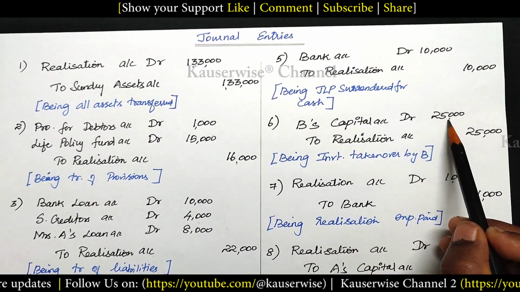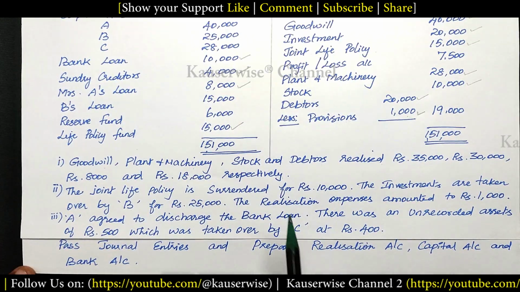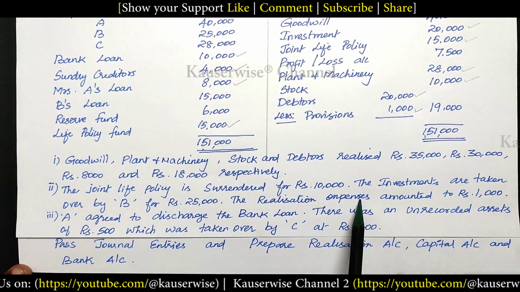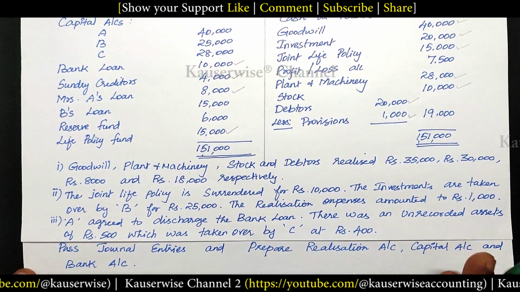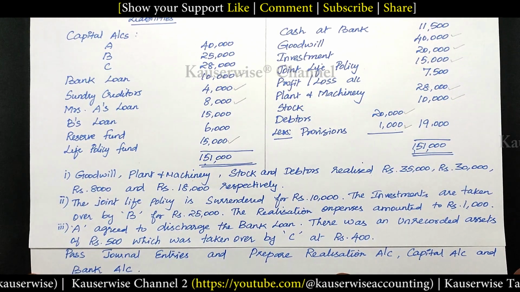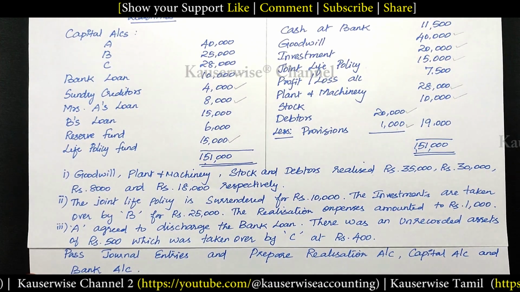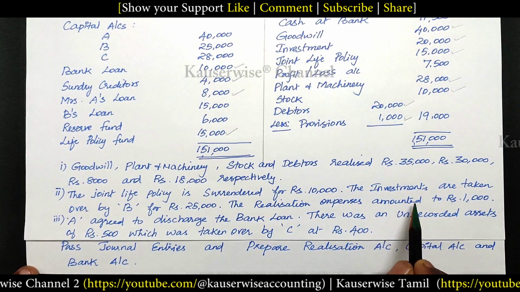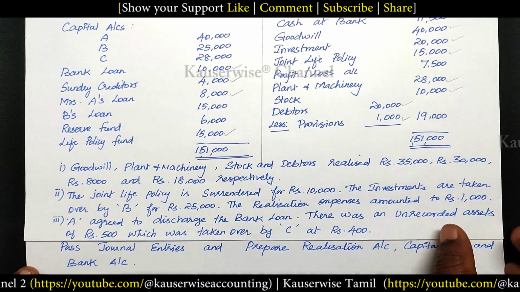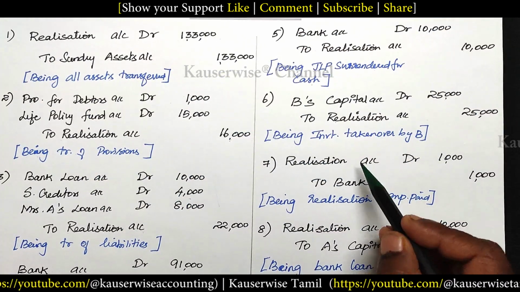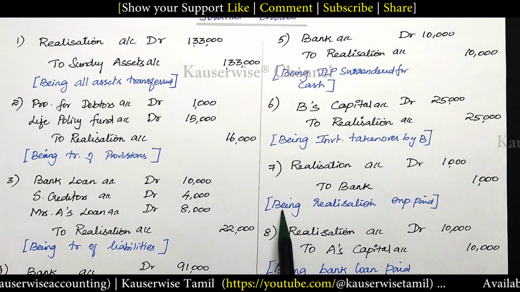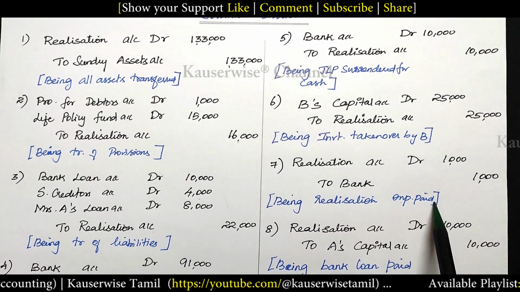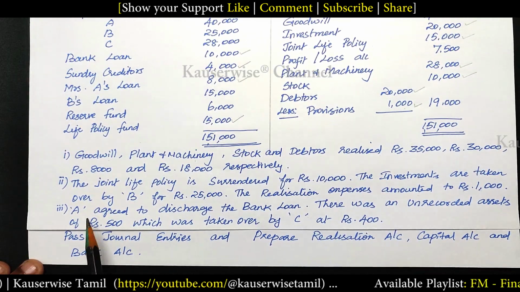So this is the entry for investment taken over by B. How much? 25,000. Okay. The next one, the realization expenses amounted to rupees 1,000. So any payment, the same entry. Realization account debit to bank account, because the realization expense is paid in the form of cash. So what is the entry? For payment, this is the entry. Realization account debit to bank account, being realization expense paid off. Okay. See the next adjustment.